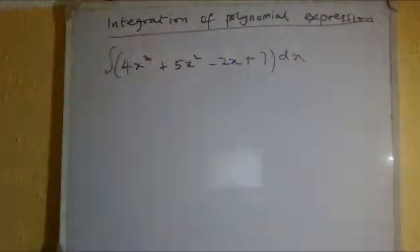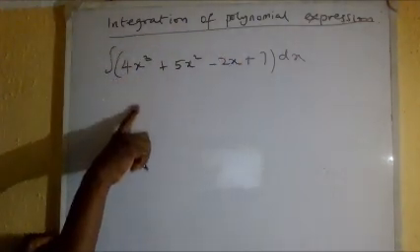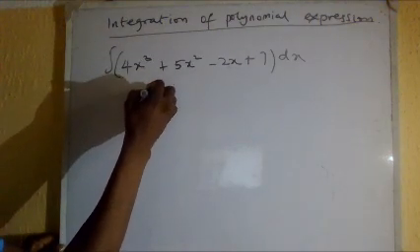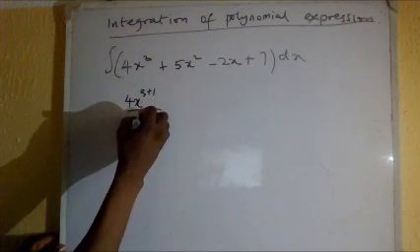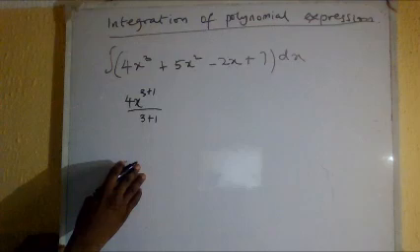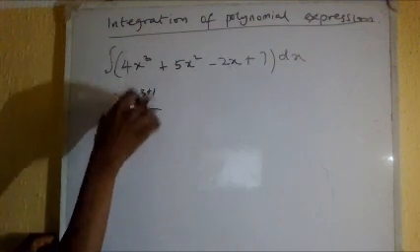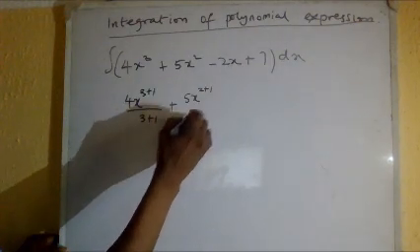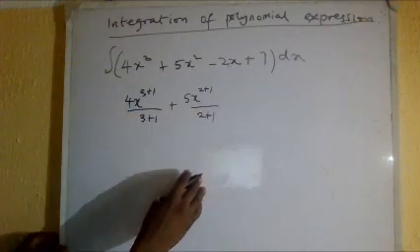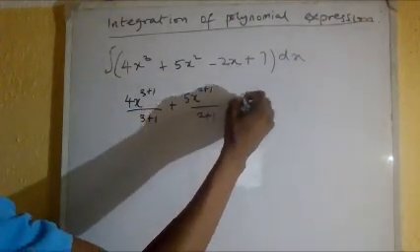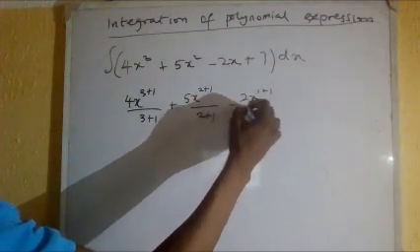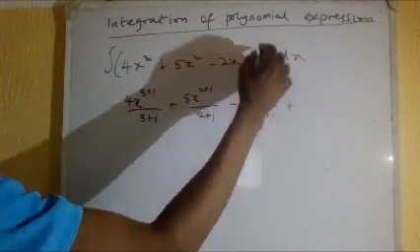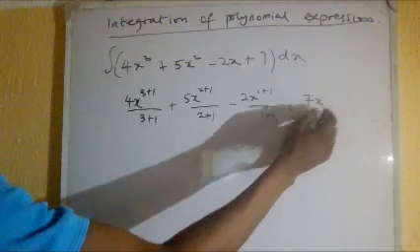So the first one, how do I integrate this first term? This 4x cubed. I say 4x, then I add 1 to the power, and divide by the new power. Understand? So plus the same thing here. I add 1 to the power and divide. The third one, I add 1 to the power and divide. This one is a constant. I have 7x, then plus c.